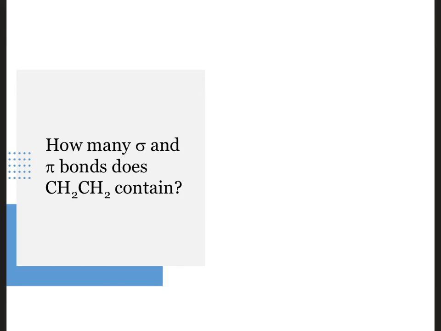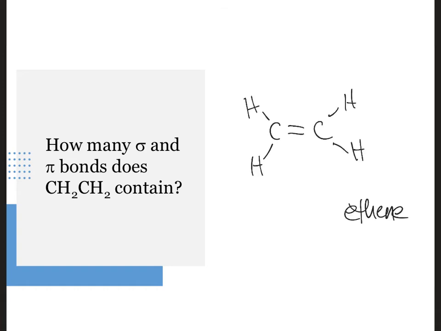All right, so let's practice. How many sigma and pi bonds does CH2CH2 contain? All right, so our old pal ethene is back again. If we count first the sigma bonds, we have 1, 2, 3, 4, 5 sigma bonds. And then if we go back and count the pi bonds, we see that we only have 1 pi bond.